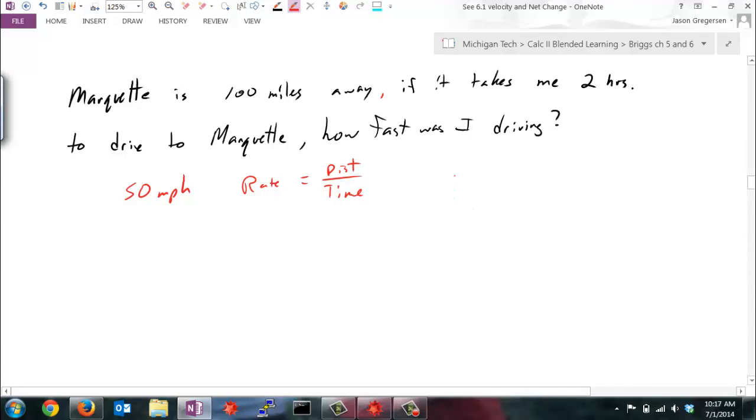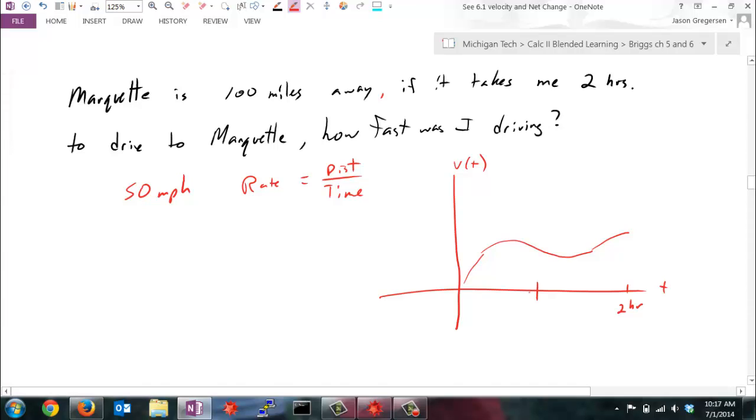So I really don't drive 50 miles an hour the whole way there. In fact, my velocity might look something more like that here. Call that the 2 hour mark. Maybe this is a plot of my velocity as a function of time. This is my time. So it's not constant.